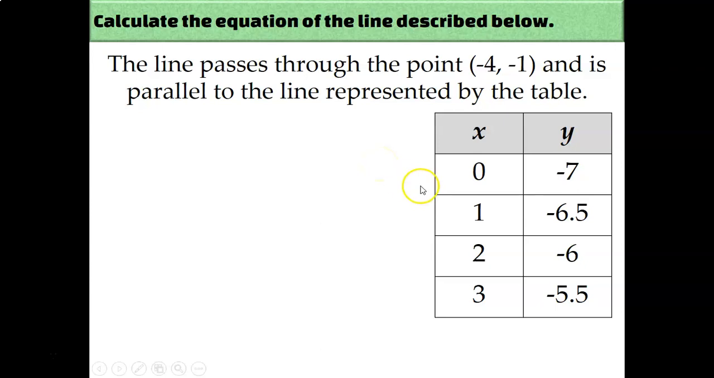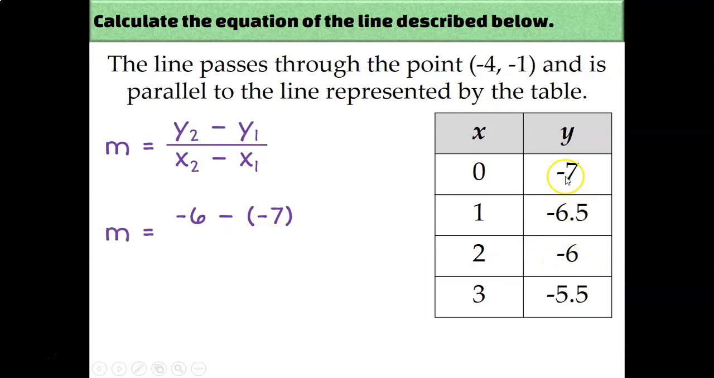And personally, I'd rather not deal with decimals, so I'm going to use the points 0, -7, and 2, -6 when I calculate the slope. So I've got -6 minus -7, that's y2 minus y1, over 2 minus 0, that's x2 minus x1. You would get the same thing if you used either of the decimal points. Just make sure that you're subtracting y's over x's. So let's simplify. -6 plus 7 is 1, and 2 minus 0 is 2. So the slope of this table is 1/2.